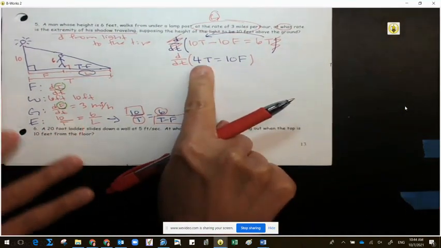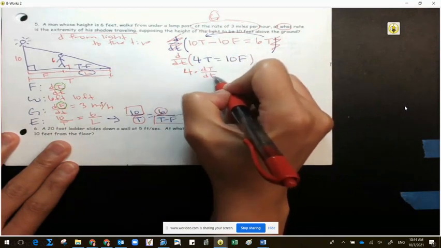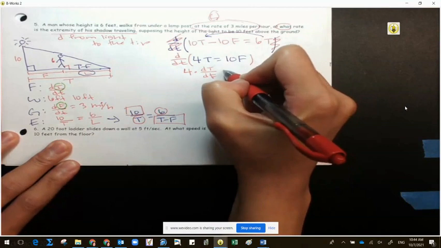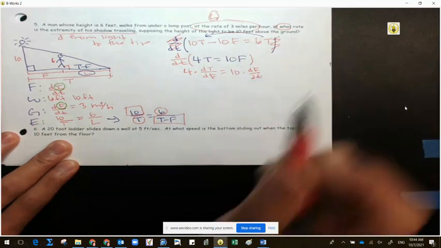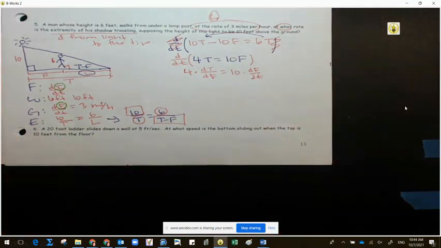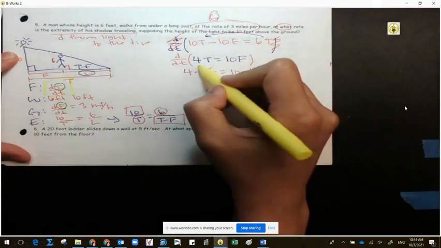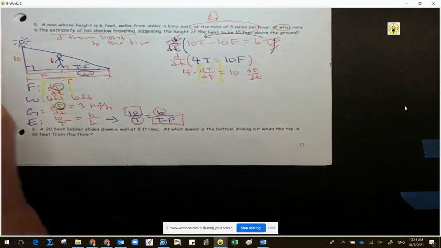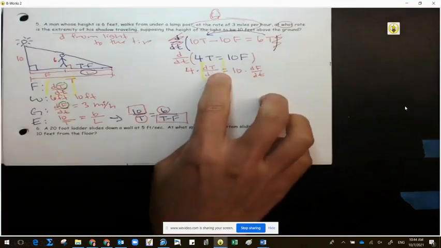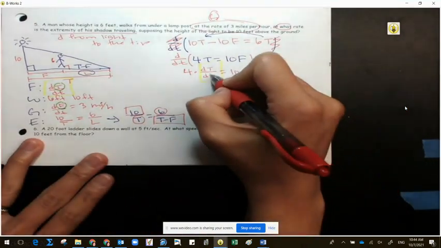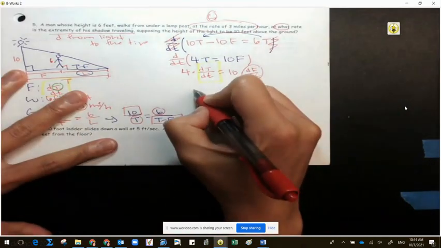All right, what is the derivative of 4T? 4, so we have dT over dt. And on the next one, what's the derivative of 10F? 10, and that's dF over dt. And let's see if all the parts are given to us. We are solving for dT over dt. Which variables are given to us that we can plug in? So we know this piece is what number? The 3. Let's go ahead and plug it in.